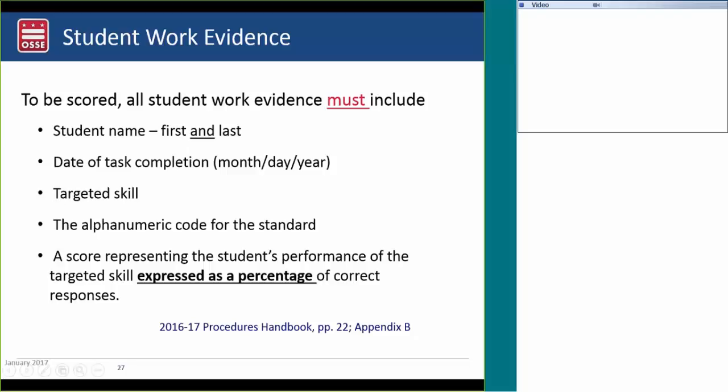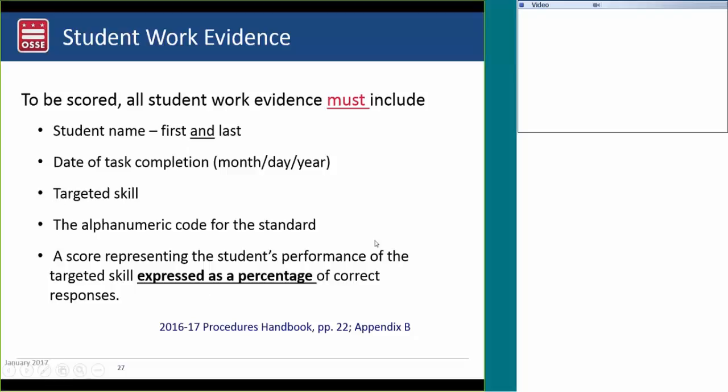Okay, the targeted skill must be listed on the student work evidence, along with the alphanumeric code for the standard. You don't have to write the learning standard out, but the alpha code needs to be there. And a score representing the student's performance of the targeted skill, expressed as a percentage.